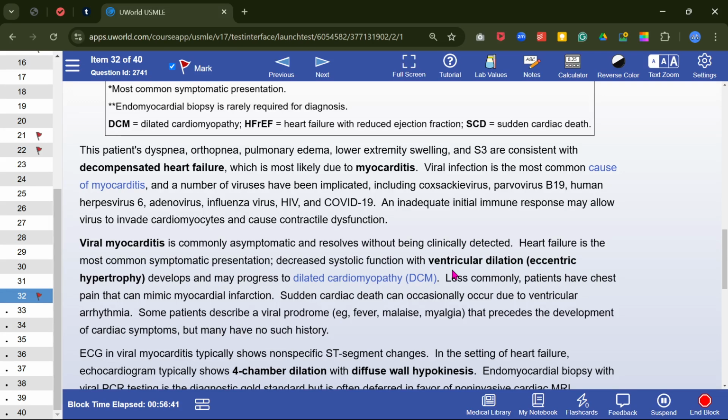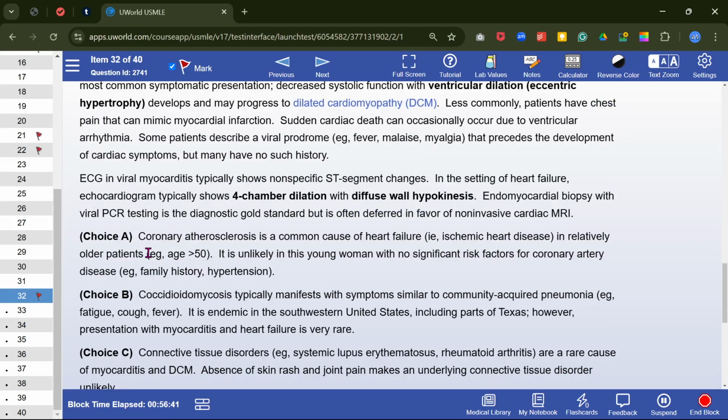Decreased systolic function with ventricular dilatation, eccentric hypertrophy develops and may progress to dilated cardiomyopathy. Less commonly, patients have chest pain that can mimic myocardial infarction. Sudden cardiac death can occasionally occur from ventricular arrhythmia, and some patients describe a viral prodrome of fever, malaise, and myalgia that precedes the development of cardiac symptoms, but may not have such a history.